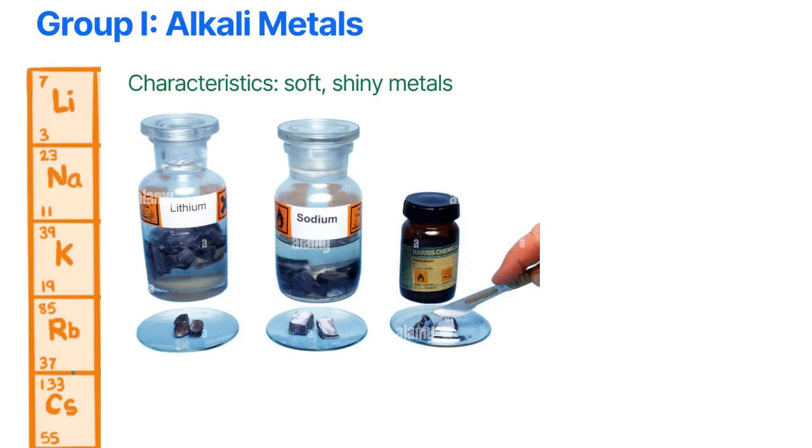Group 1 elements are called the alkali metals. The most common ones are lithium, sodium, and potassium. They are relatively soft, meaning you can cut them with a knife, and they appear shiny when freshly cut.